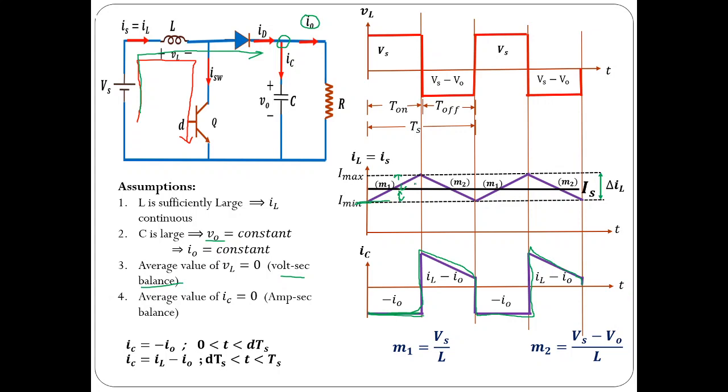And one more assumption that we have made is that the average value of current through the capacitance is equal to 0. If you find the area under this curve, you will find its value would be 0 for one complete switching period. And of course, we are going to use that to derive the relation between IL and I naught. Let us see what that relation is in the next slide.